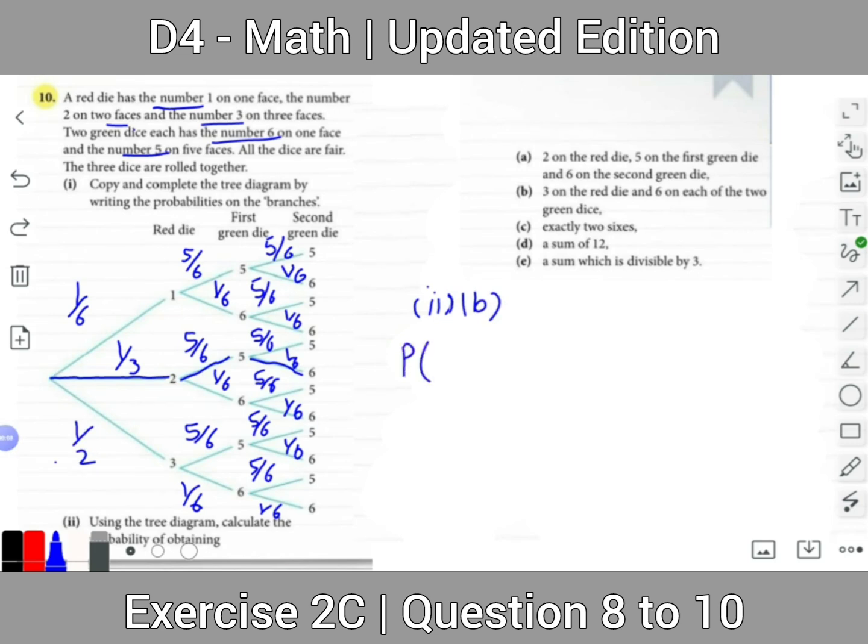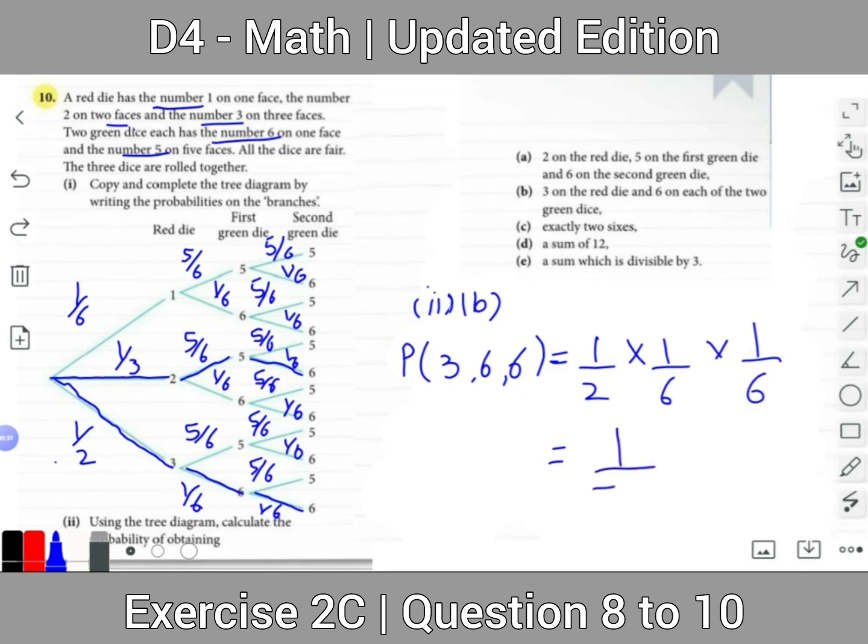So here we have the probability of 3, 6, and 6. By using the multiplication law of probabilities from the tree diagram, for 3 we have 1 over 2, multiplied by, for 6 we have 1 over 6, multiplied by, again, 1 over 6. So 6 times 2 is 12, and 12 times 6 is 72. So here we have 1 over 72. The probability of 3 on the red die and 6 on each of the 2 green dice is 1 over 72.